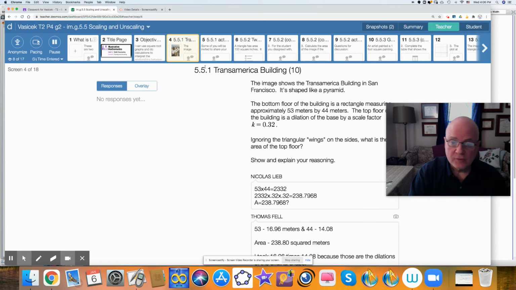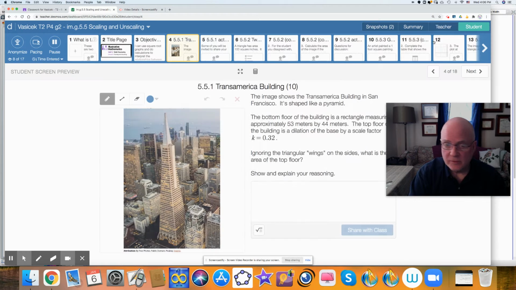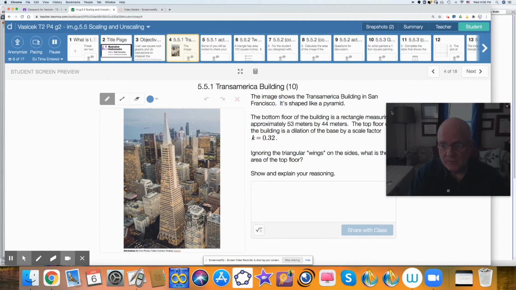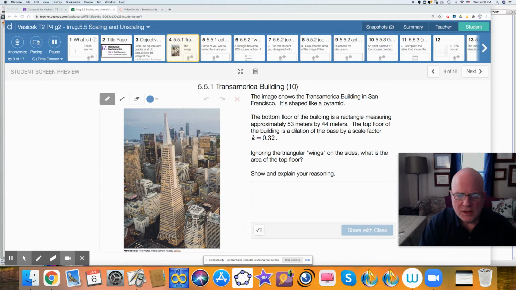And so we start off with this question, which is from Mid-America. I'll move this down a little bit. The image shows the Transamerica building in San Francisco. Notice it's got these wings on the side, but the top floor is right here. It's about a third of the way down from the very top. So the base of this is approximately 53 meters by 44 meters, and the scale factor is 32. And if we ignore the wing sides, what is the area of the top floor? Show and explain your reasoning.